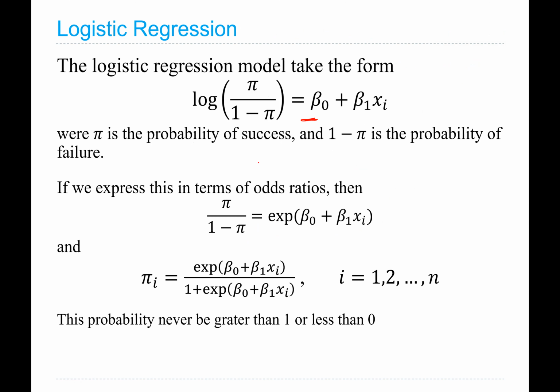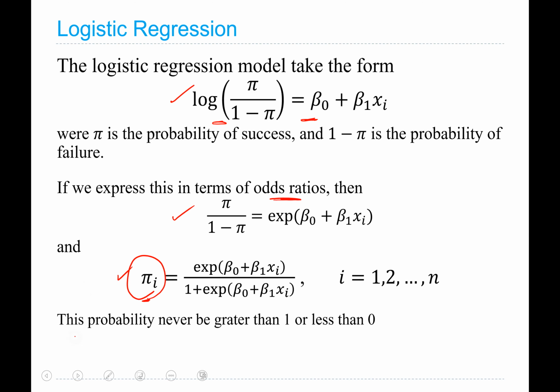You can write this equation as log of pi divided by 1 minus pi equal beta 0 plus beta 1 xi, or you can write it as a function of the odds ratio: pi divided by 1 minus pi equal e to the power beta 0 plus beta 1 xi. Or you can write it as pi i equal e to the power beta 0 plus beta 1 xi divided by 1 plus e to the power beta 0 plus beta 1 xi. All of them are the same, and the probability in this case is never less than 0 or greater than 1. This is called logistic regression.